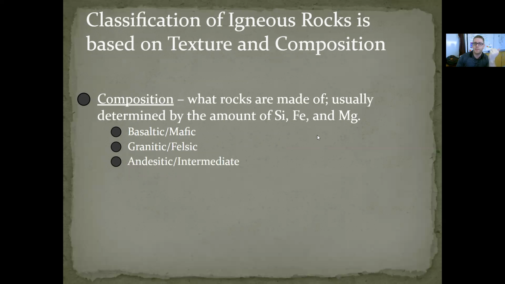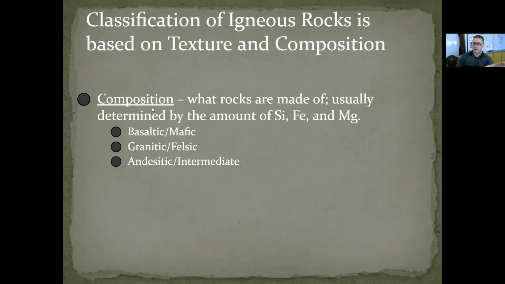So texture is the one, composition is the other. What are my rocks made out of? These are words we already know. Basaltic, granitic, andesitic. These are different types of magma, and it is determined by the amount of silica, iron, and magnesium found in these different materials. Is my magma going to be mafic? Is it going to be intermediate? Or is it going to be more of a felsic material? So we already kind of explored that a little bit when we were doing volcanoes. We're just kind of tail ending back to it today.